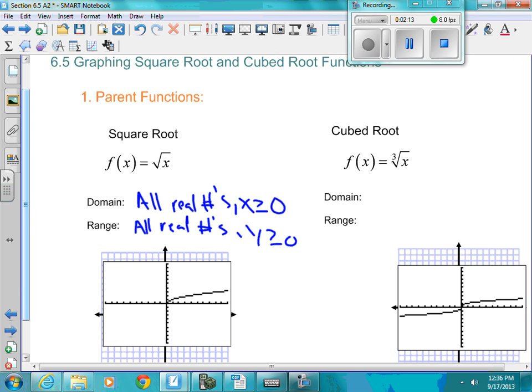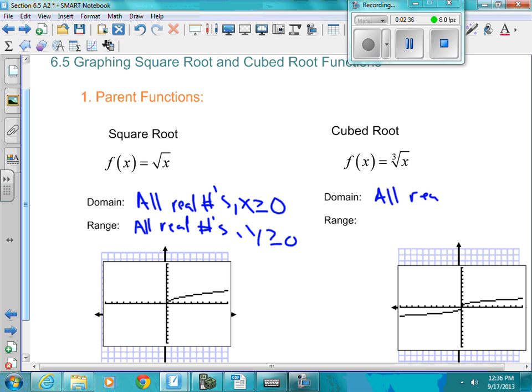Cube root functions, if you see the graph, it's just this sideways S shape down here. It stretches on and on, left and right. So it goes forever and ever in both directions. And that's because we can take the cube root of negative numbers. We can take odd roots of negative numbers. It works. Don't believe me? Try doing the cube root of -5 in your calculator. It will give you an answer.